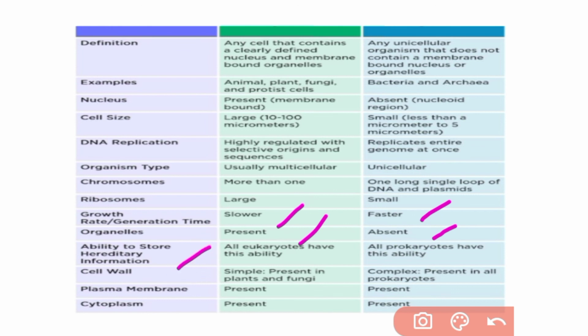Ability to store hereditary information: all eukaryotes have this ability, and all prokaryotes have this ability. Cell wall: it is simple and present in plants and fungi in eukaryotes, but present in all prokaryotes. But in eukaryotes, advanced structures like animal cells do not have any cell wall. Plasma membrane is present in eukaryotic cells and also in prokaryotic cells. Plasma membrane and cytoplasm are also present in both prokaryotic and eukaryotic cells. This is the difference between prokaryotic cells and eukaryotic cells.